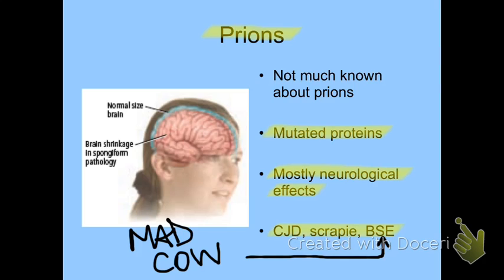Somehow these mutated proteins convince other proteins around them to become mutated. They brainwash the other proteins and send them out and misform them and cause lots of trouble in the immune system.